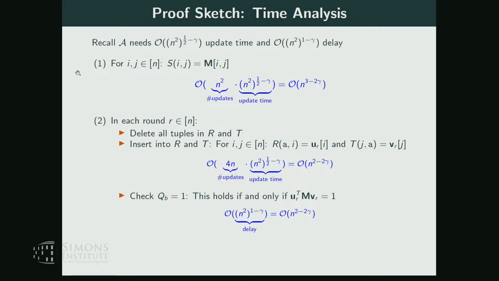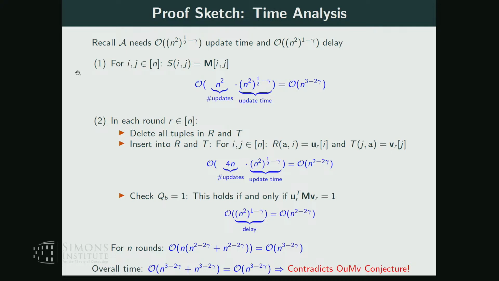So now this is for one round. If we actually take these two quantities and we multiply by n for all n rounds, we get something which is also subcubic here. So what is the effect? The effect is that the overall time will be something subcubic, which will contradict the OUMV conjecture. So this means that if we can solve our query faster than with the update time and the delay I mentioned before, this means that we can also solve the OUMV problem faster than it is conjectured.